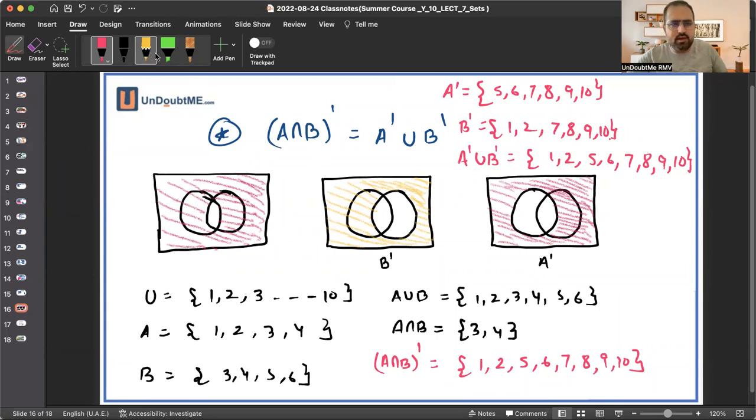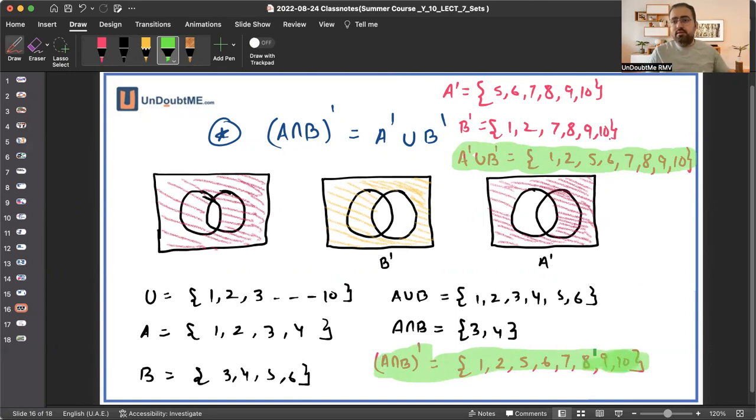Try to visualize everything properly. A dash union B dash, as I have taken from above, is the same as (A intersection B) dash. You can observe that. So this is like a proof of that law.